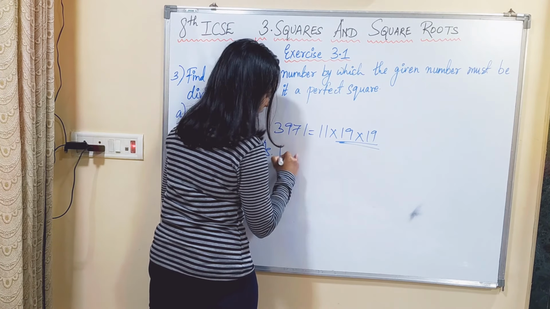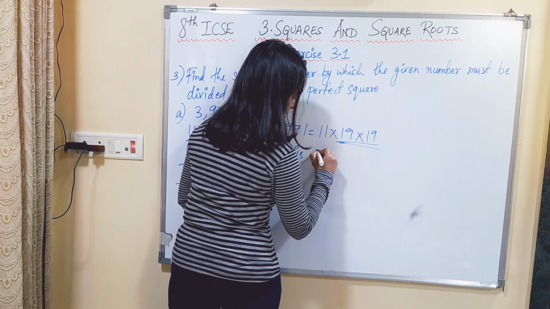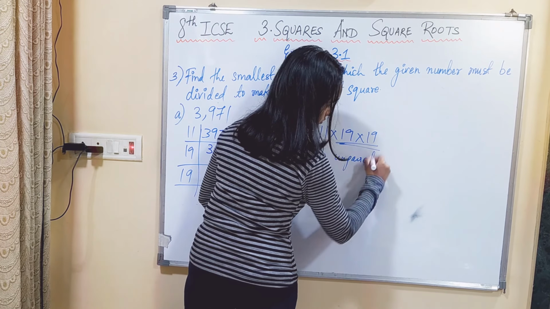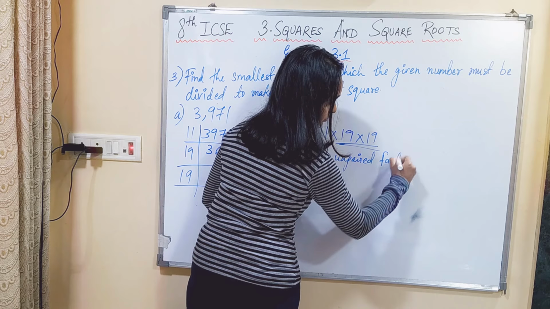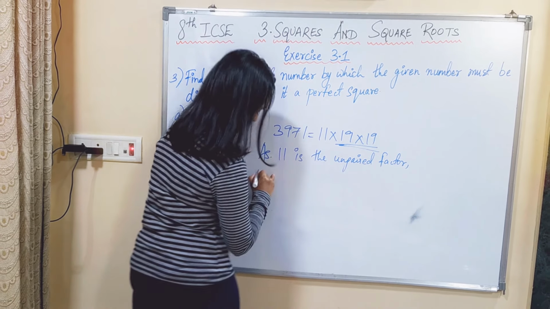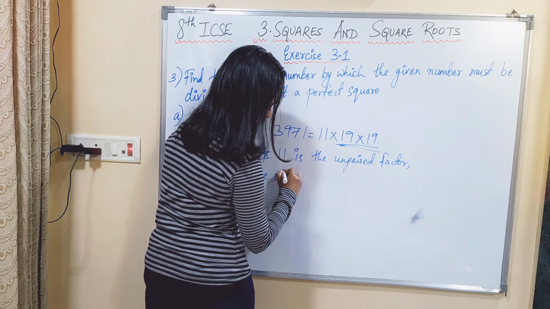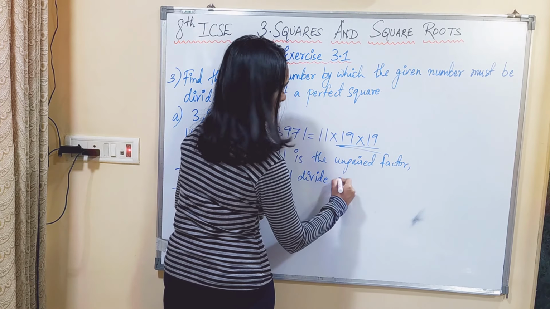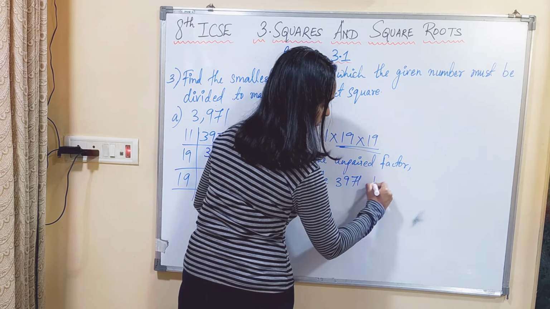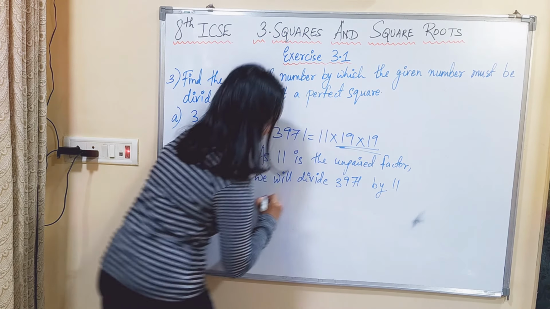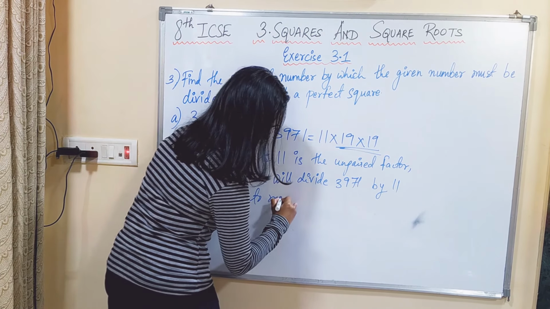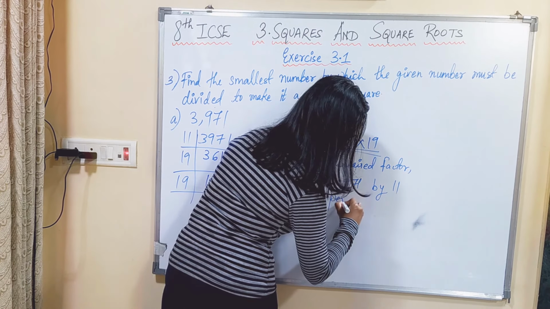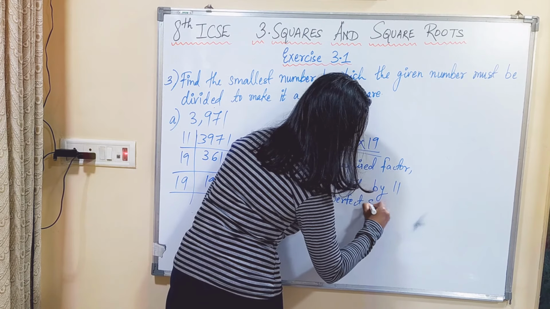So as 11 is the unpaired factor, we will divide 3971 by 11 to make it a perfect square.